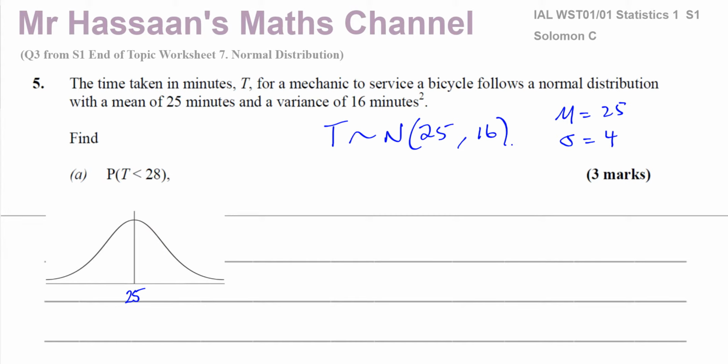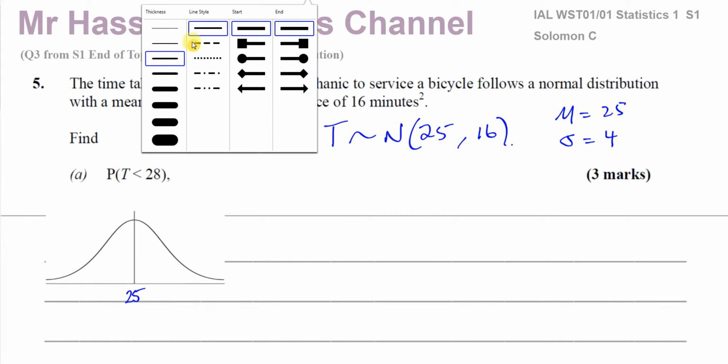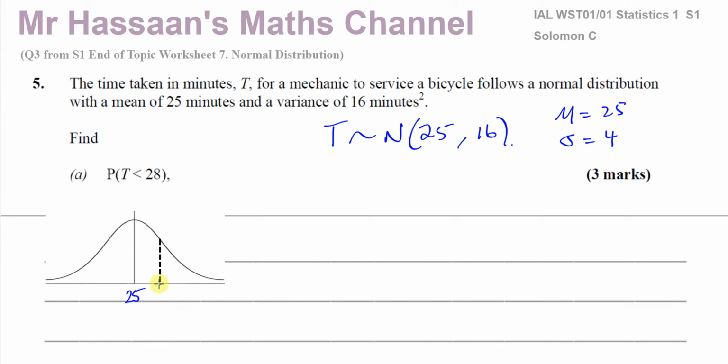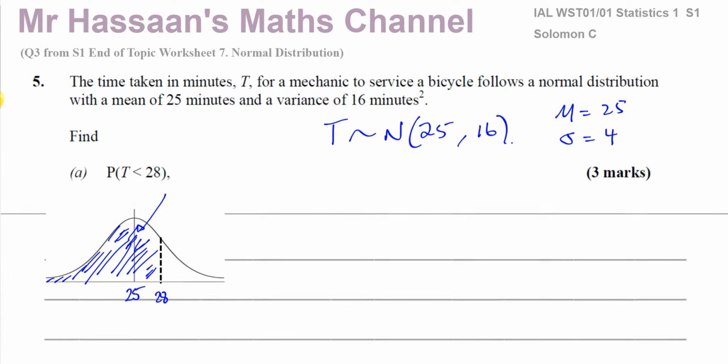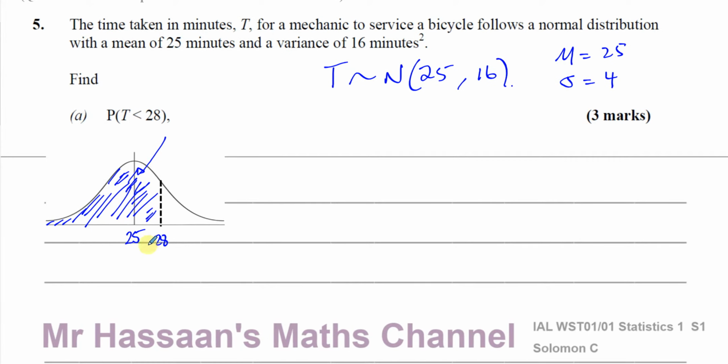Let me just put that in a thinner line. So that's 28 minutes. We want to find the probability that it takes less than 28 minutes, so any time up to 28. We need to find the area of this, and that will give us the probability that it takes less than 28 minutes. But we need to standardize this value of 28 according to how many standard deviations it is away from the mean.